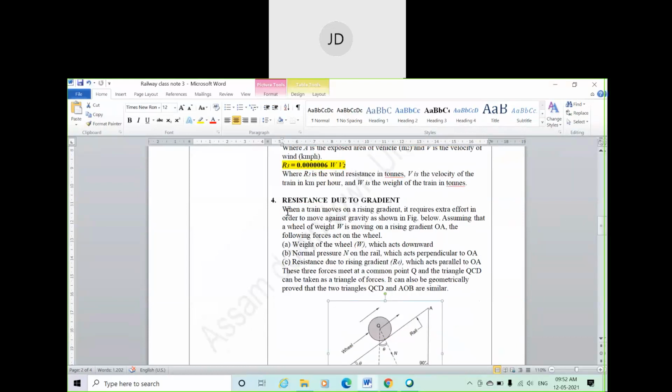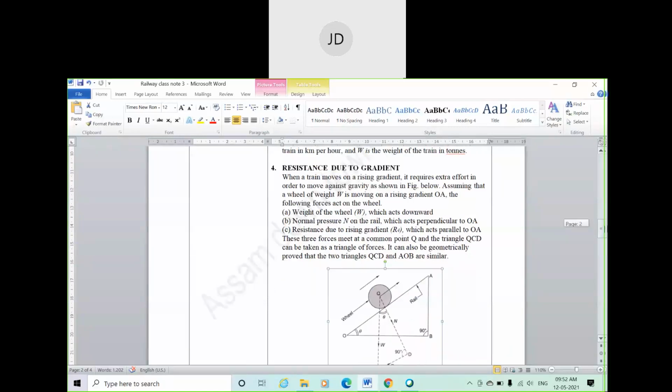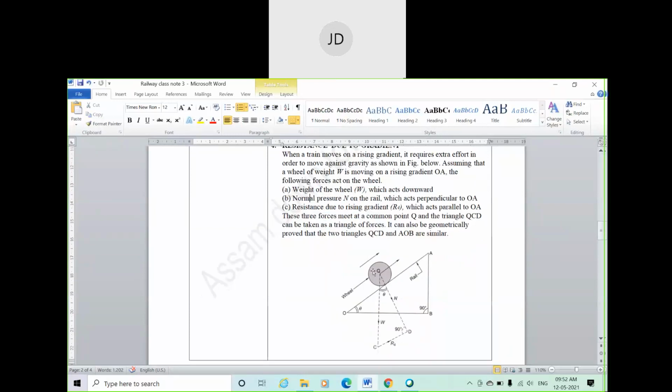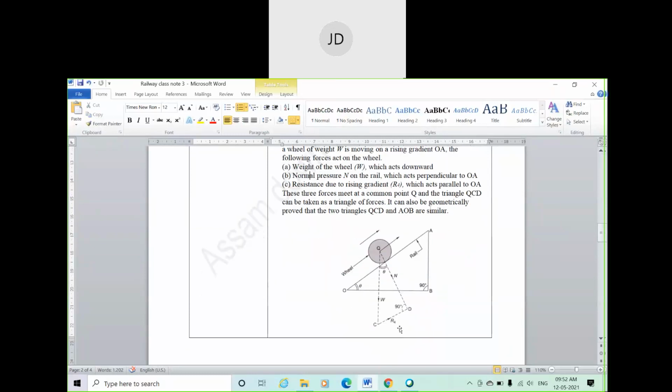So when a train moves on a rising gradient, it requires extra effort in order to move against the gravity, as shown in the figure. Assuming that the wheel of weight W is moving on a rising gradient, these things are already discussed, so we just go through this. The weight of the wheel acts downward here, with normal pressure acting. So the resistance force on the train is R4.